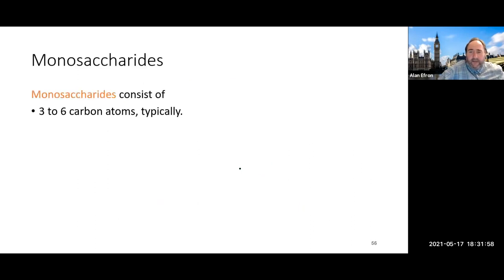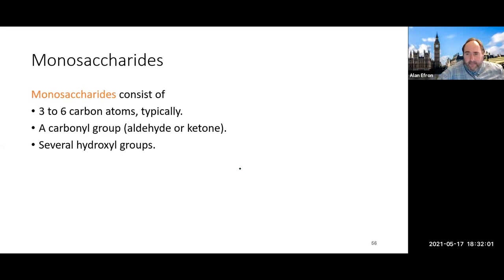So let's start off with talking about monosaccharides. Monosaccharides consist typically of 3 to 6 carbons. They typically will have either an aldehyde group up on top or a ketone group up on top. And these are the same groups that we talked about in organic chemistry. So a reminder, aldehyde group is this, right? Ketone is that 3 carbon run with the carbon oxygen double bond.